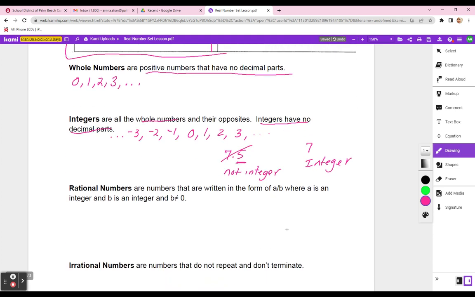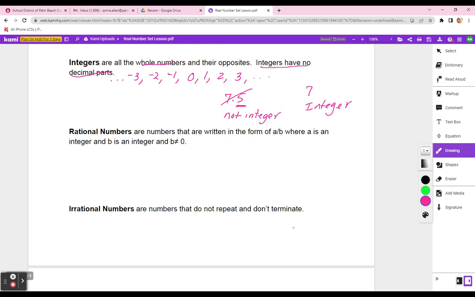Let's go on to the rational number itself, okay? The definition of a rational number is any number that is written in the form of a over b, where a is an integer, b is an integer, and b is never 0.